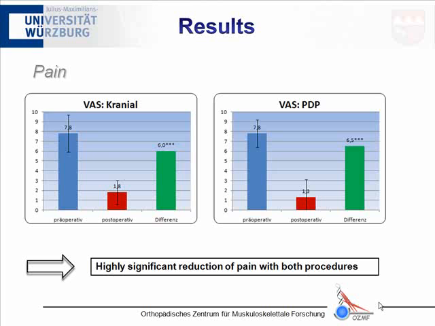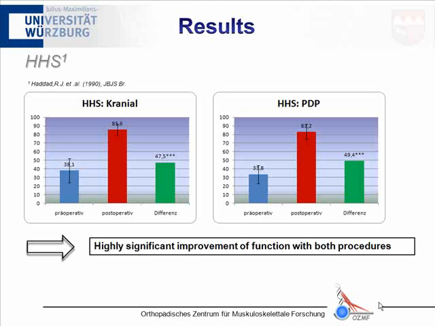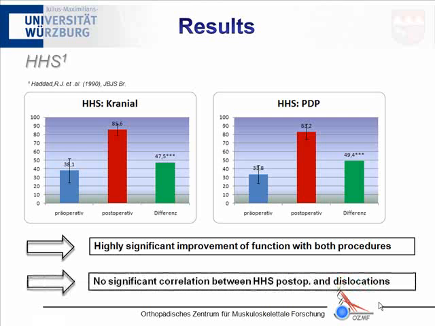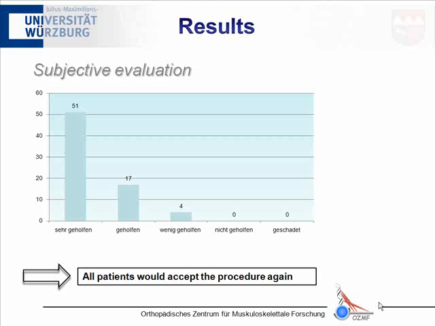So we had a highly significant reduction of pain in both procedures. And we had a highly significant improvement of function in both procedures, as you can see, comparing the HHS score between the two groups. Interestingly, we had no significant correlation between the HHS score and the degree of dislocation of the hip. And in the subjective evaluation, all the patients wanted to have the procedure again. They would accept the procedure again.